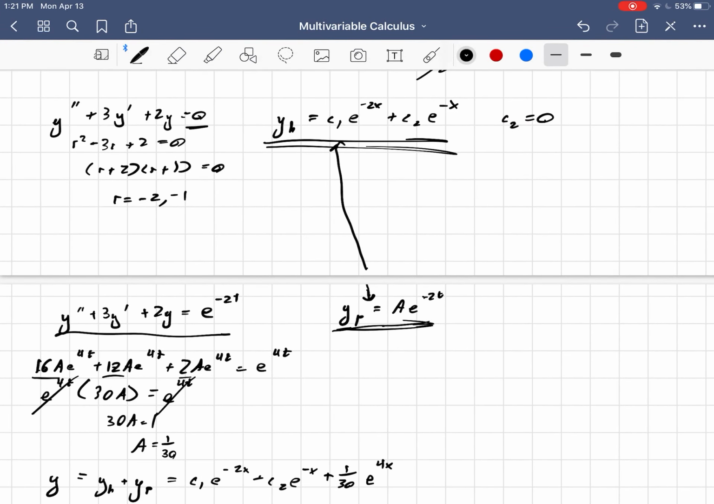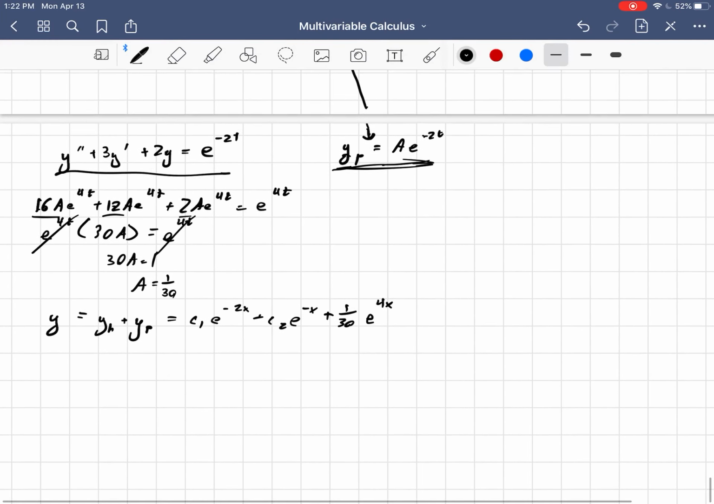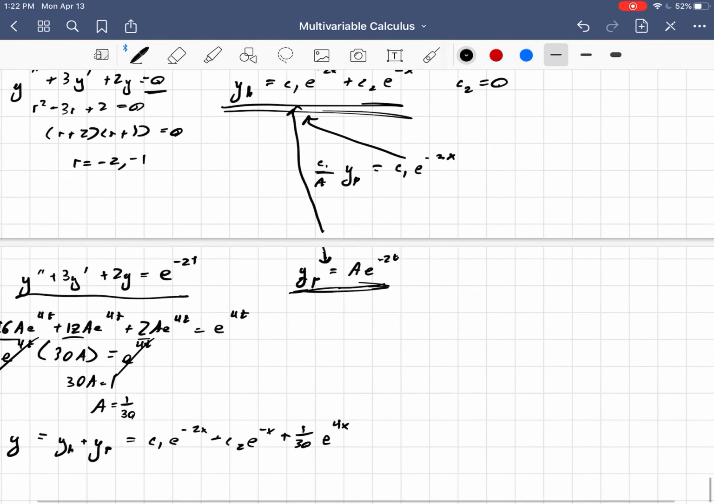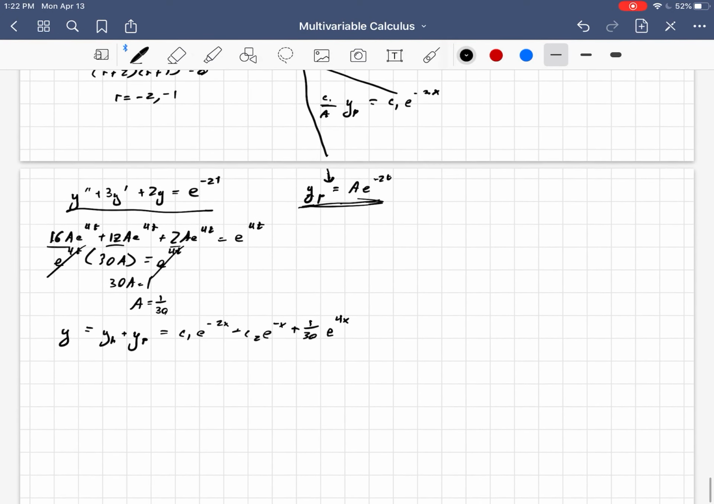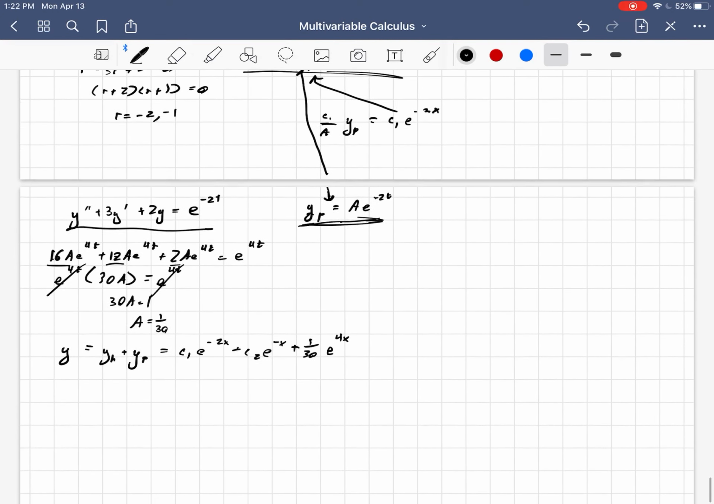And in general, when you want to check this stuff, just look at your y sub p guess and your y sub h, and ask yourself, are my two guesses or solutions linearly independent? In other words, can one not be written as a scalar multiple of the other? And in this case, they are not linearly independent, they're linearly dependent, because if c sub 2 is equal to 0, then c sub 1 over a, where that's just a constant, times y sub p is just c sub 1 e to the negative 2x, which is precisely that solution there. So you need to check your y sub p guess for linear independence from your homogeneous solution.